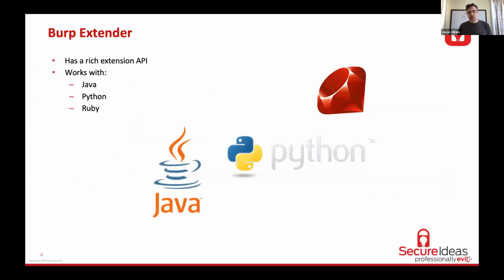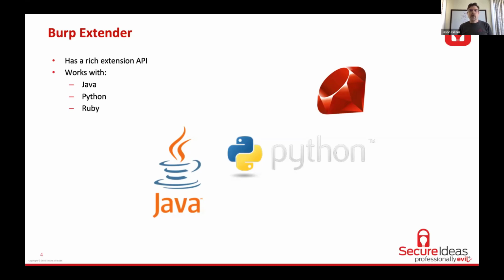I guess the essence of what I want to dig into here is the fact that Burp has an API. You can extend it to do more things. So Burp Extender allows you to do that. It's actually a very rich API. I'll get into some of that functionality in just a second. There are a lot of hooks in there. You can hook into a lot of different parts of what it does. It works with Java, Python, and Ruby.